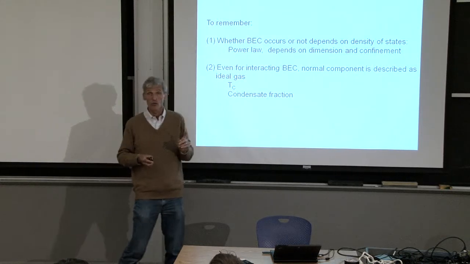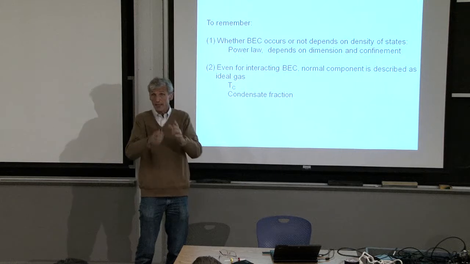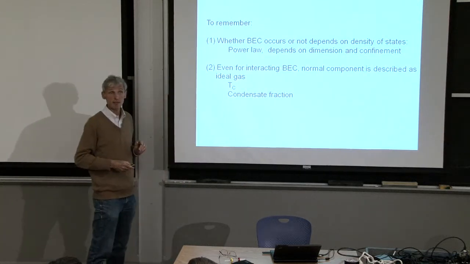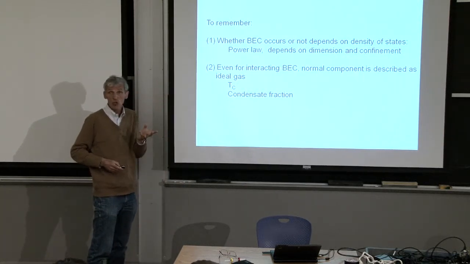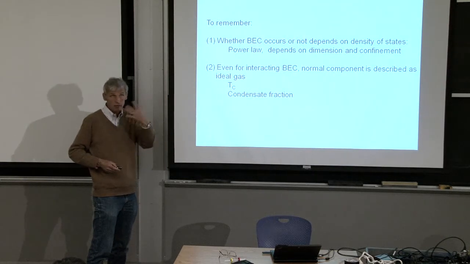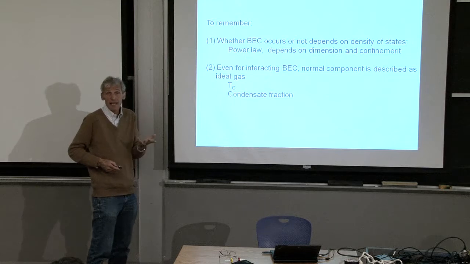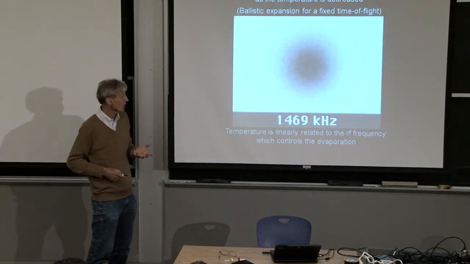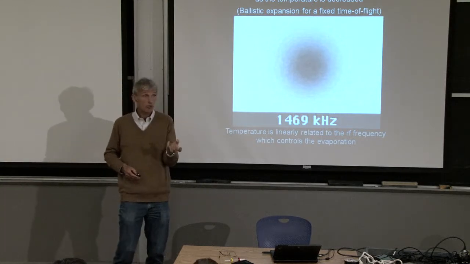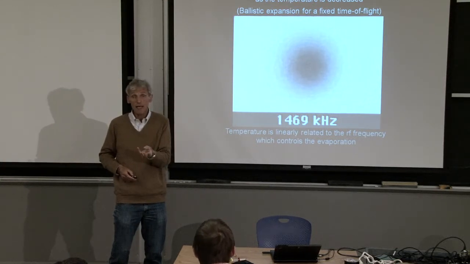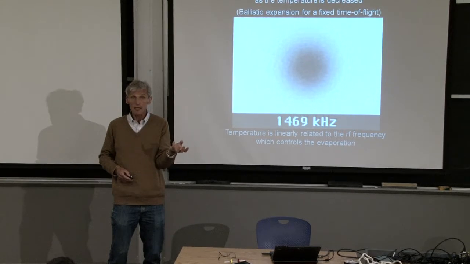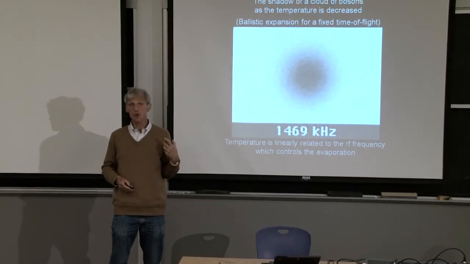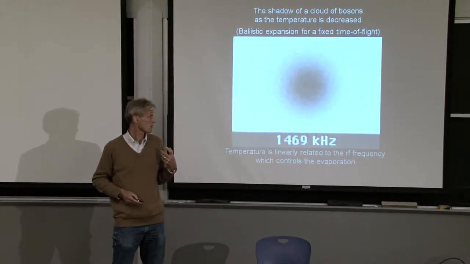However, for the condensed gas, for the fraction of atoms which are Bose condensed, those are atoms in one quantum state. For them, there is no other scale than the interaction energy between the atoms. So for the uncondensed gas, you can get away with an ideal gas approximation. For the condensate itself, we have to put in the many-body physics of the interaction.